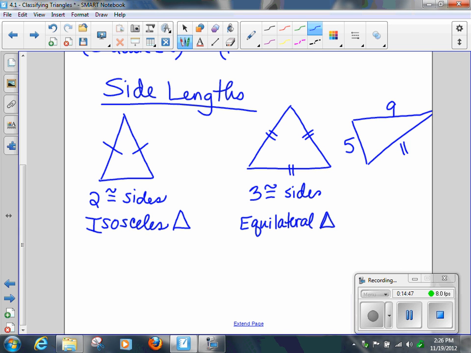What does it start with? Very good, Maddie. What's that mean? Scalene triangle. What do you notice about those sides? No congruent sides, right? No congruent sides at all. All of the sides are different.